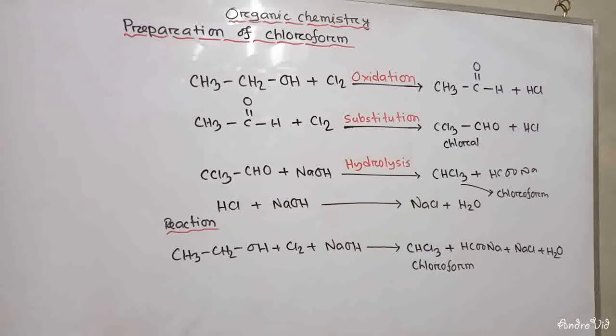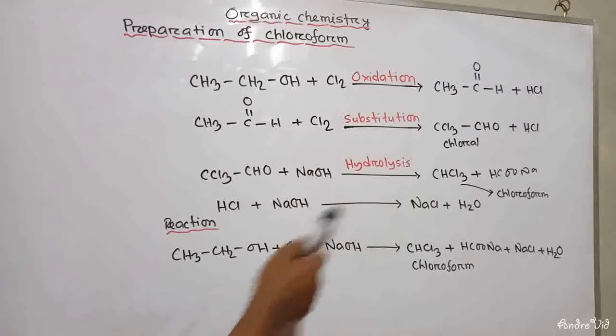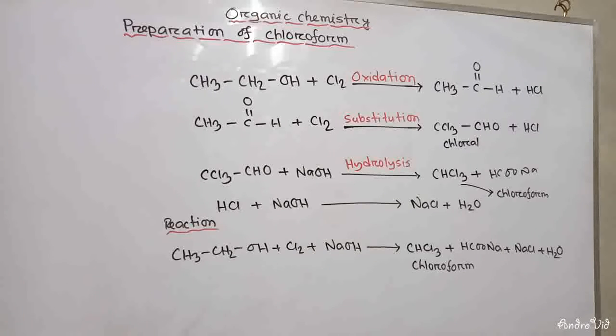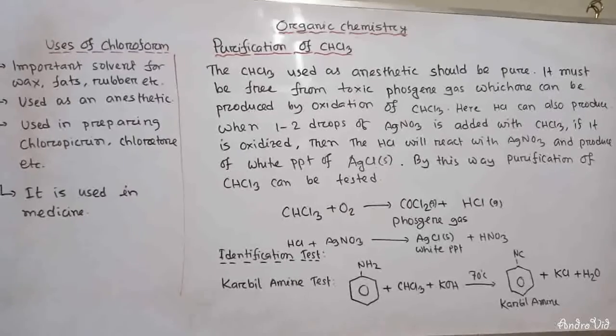Finally the total reaction is the reaction of ethanol with chlorine in the presence of a strong base, sodium hydroxide, and by this way they produce chloroform CHCl3 and the salt of the acid, sodium methanoate, sodium chloride and water. So our target product is CHCl3. So by using this chloroform process or haloform reaction, we can easily prepare chloroform by maintaining 3 steps: oxidation, substitution and hydrolysis. So dear student, now purification of chloroform.